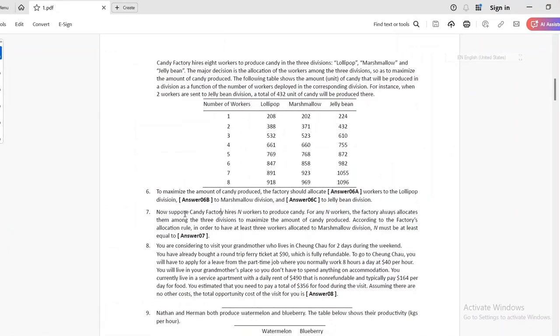Now in the next question, suppose candy factory hires n workers to produce candy. The factory always allocates them among 3 divisions to maximize the output. According to factory's allocation rule, in order to have at least 3 workers allocated to marshmallow division, n must be at least. Now the question is saying that you should allocate at least 3 people to the marshmallow.